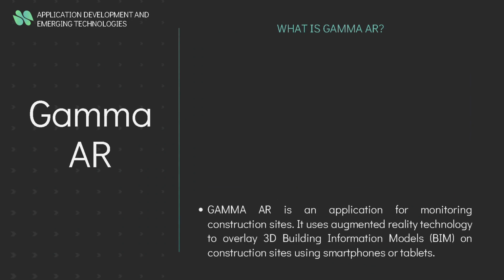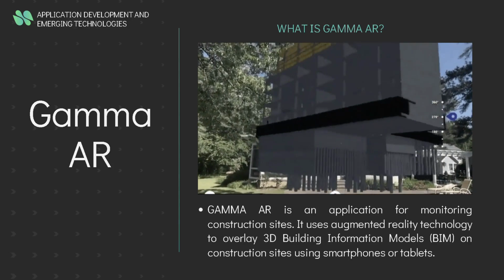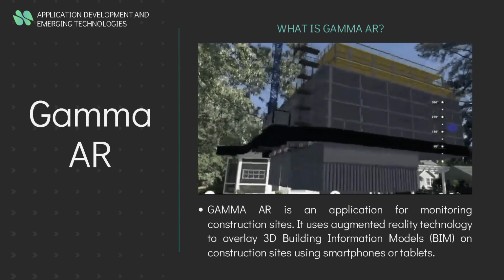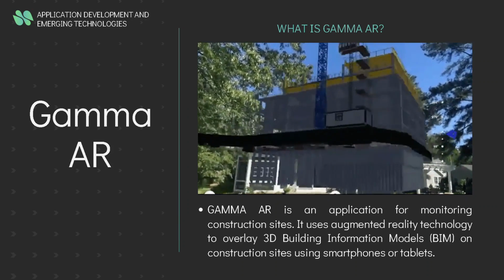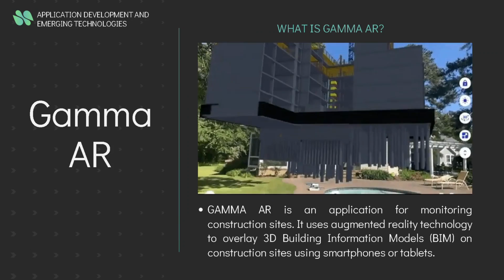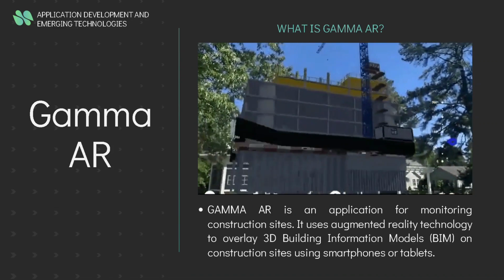And the last example is Gamma AR. Gamma AR is an application for monitoring construction sites. It uses augmented reality technology to overlay 3D building information models or BIM on construction sites using smartphones or tablets.